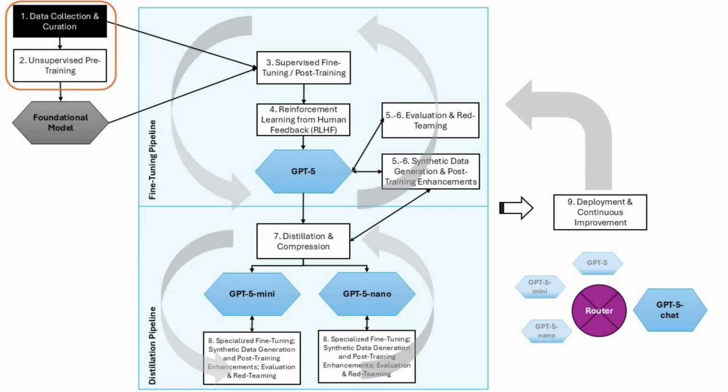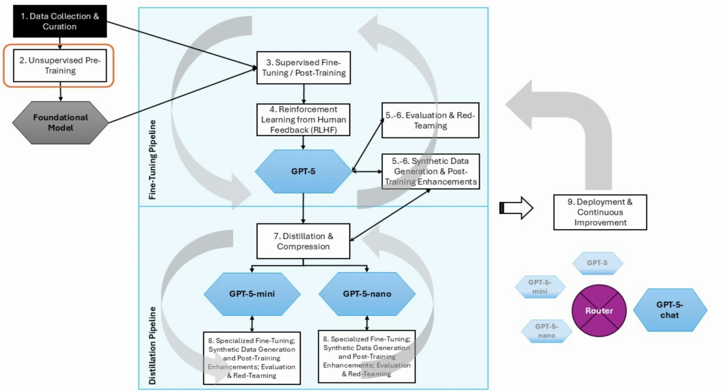Let's start at the very beginning with boxes 1 and 2. First, in step 1, data collection and curation. Imagine building the biggest, most diverse library in the world. But this library doesn't just have books, it has everything. The entirety of the public internet, academic papers, news articles, song lyrics, and programming code. This is the material the AI will learn from.